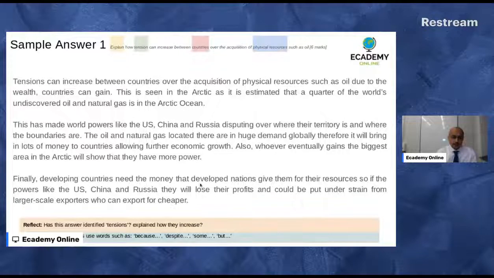I'd like you to have a read through it very carefully, and then think about, has this answer identified tensions, and have they explained how they increase? So I'll give you guys a minute or so. And once you've had, let me know what you think in the chat box.